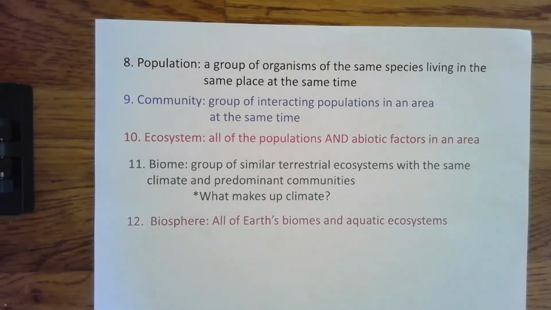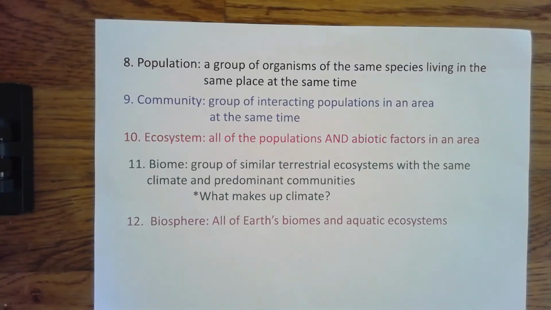Then ecosystems, this is all of the populations or communities within an area, and the abiotic factors in the area. So when we think about abiotic factors, we're talking about a body of water, okay, within a landmass. We're talking about rocks. We're talking about soil type. We're talking about temperature, humidity, all types of things that make up and define an ecosystem. Then a biome, that's a group of similar terrestrial ecosystems with the same climate and predominant communities.